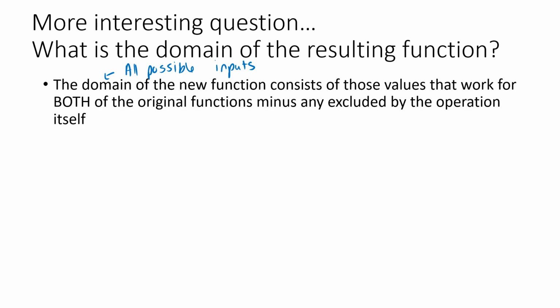Now, minus any that are excluded by the operation itself. Usually that's going to be division, but it can also be composition, which of course is covered in its own video. So today we're going to focus on the division. So any that are excluded by the operation itself, and specifically what we're going to pay attention to is the fact that we cannot divide by 0. So if you have division happening, you need to be mindful of the thing that you are dividing by.